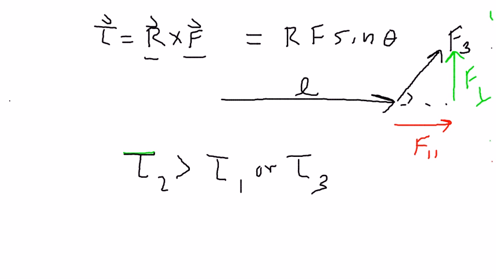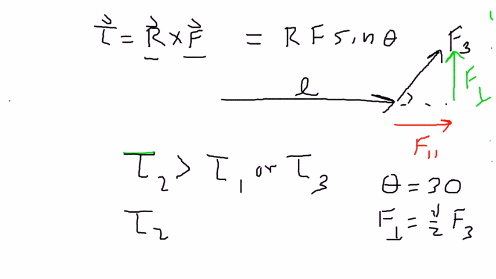And again, we'd have to know what the angle was in order to determine. But if I say that the angle is 30 degrees, then F perpendicular is 1/2 of F3. And in that case, torque 2 will be greater than torque 1, which will actually equal torque 3.